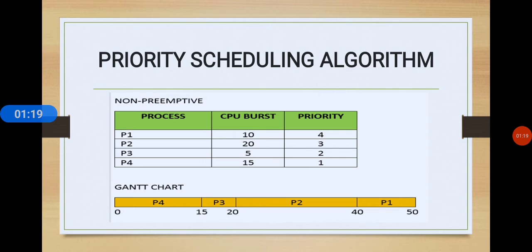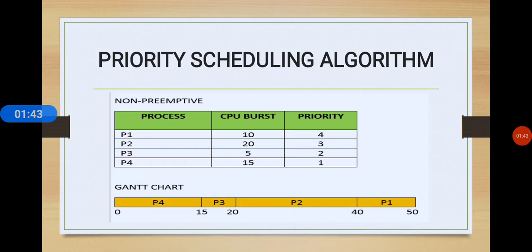So in P4, it will finish at time 15. The second one is P3, with a CPU burst of 5. We're going to add it on P4. So P3 will finish at time 20.